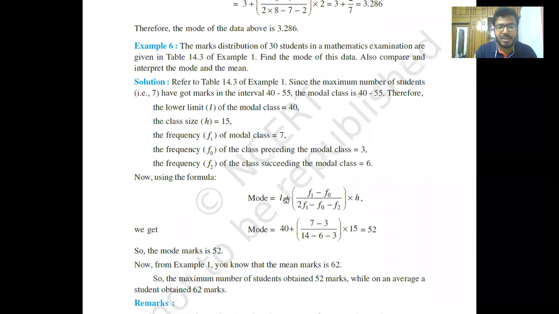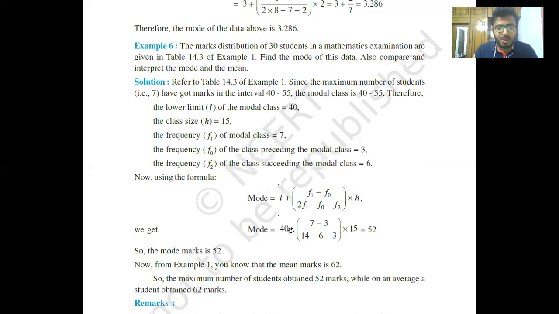Mode is equal to L plus, in brackets, F1 minus F0 upon 2 into F1 minus F0 minus F2, into H. The formula is the most important. If you remember the formula, then this sum is very easy to do. You just have to substitute the values, and then do multiplication and division.